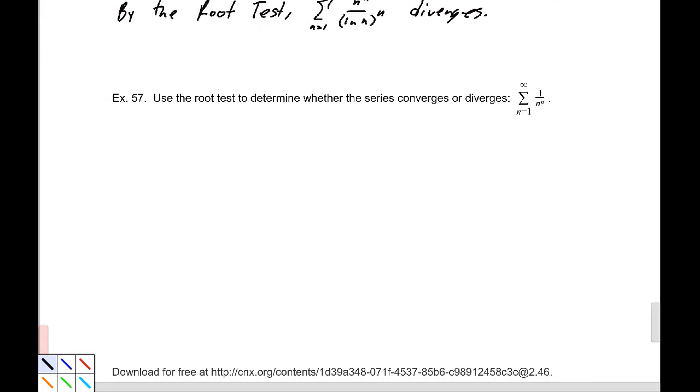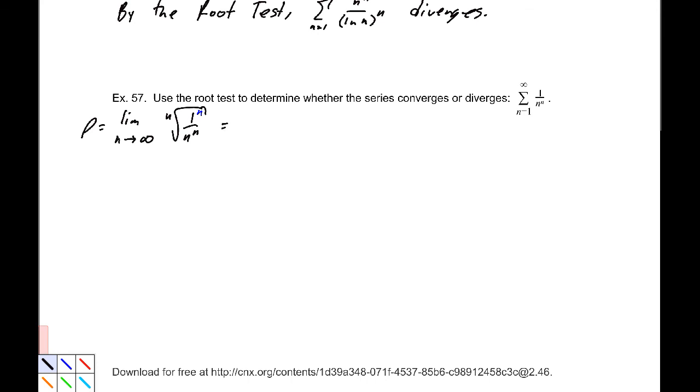Last example, use the root test for this. We have the series n equals 1 to infinity of 1 over n to the n. So again, let's take rho equal to the limit as n goes to infinity of the nth root of 1 over n to the n. Now if you notice, there's not actually an exponent on the numerator. However, I could easily write this, and that would now be true. It doesn't change the value, because 1 to any exponent is just 1.